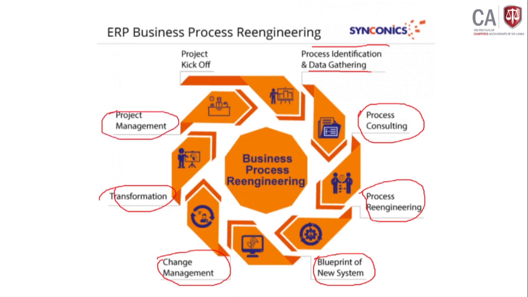Project management shows the project kick-off up to the completion of the project. Kick-off means that you have finished it, and now you are going to launch it. So, this is the normal process of business process re-engineering. I gave this picture because you can easily identify how ERP business process re-engineering works.